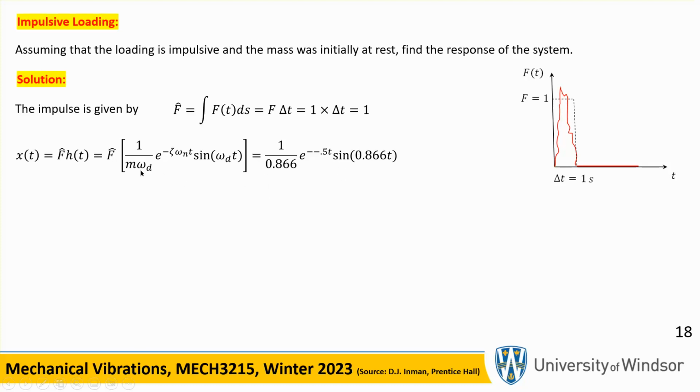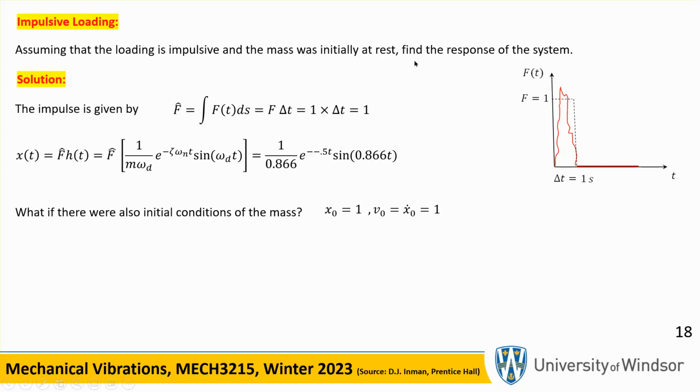So we have omega d, we have m, f hat we just calculated, and there's some stuff. There are too many minuses here. One of the minuses is no good. Zeta times omega n is 0.5. This minus is no good here. One of them is okay. And then omega d. And this is the response of the system. Now this is for zero initial condition.